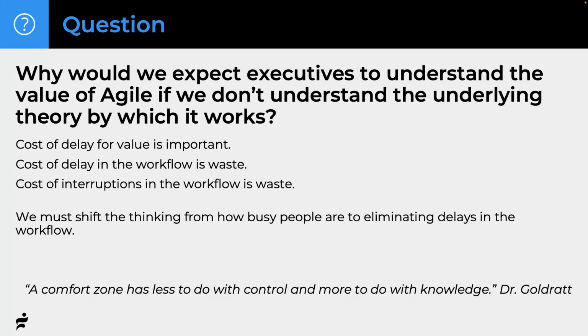So the cost of delay for value is important. Cost of delay in the workflow is waste. Cost of interruptions in the workflow is waste. All these things cost us. We must shift the thinking from how busy people are to eliminating delays in the workflow.